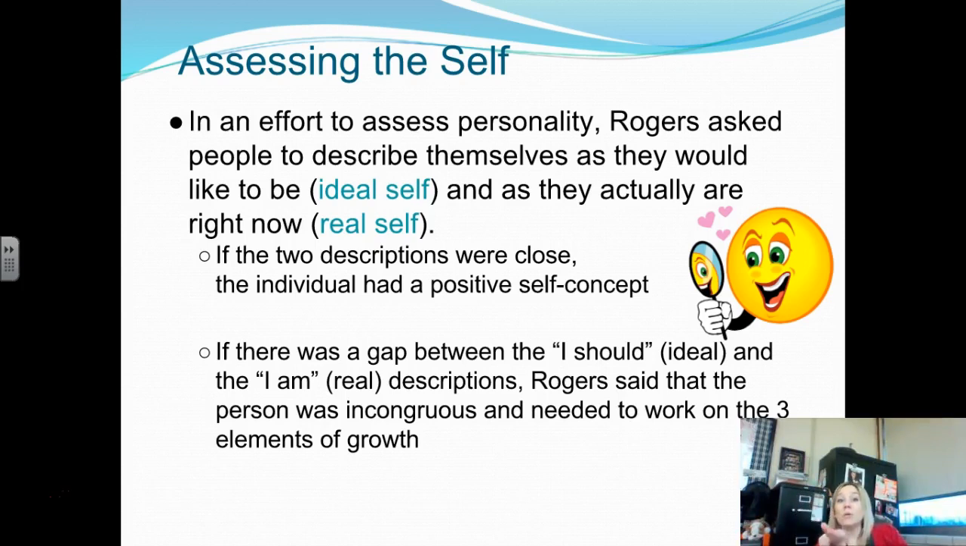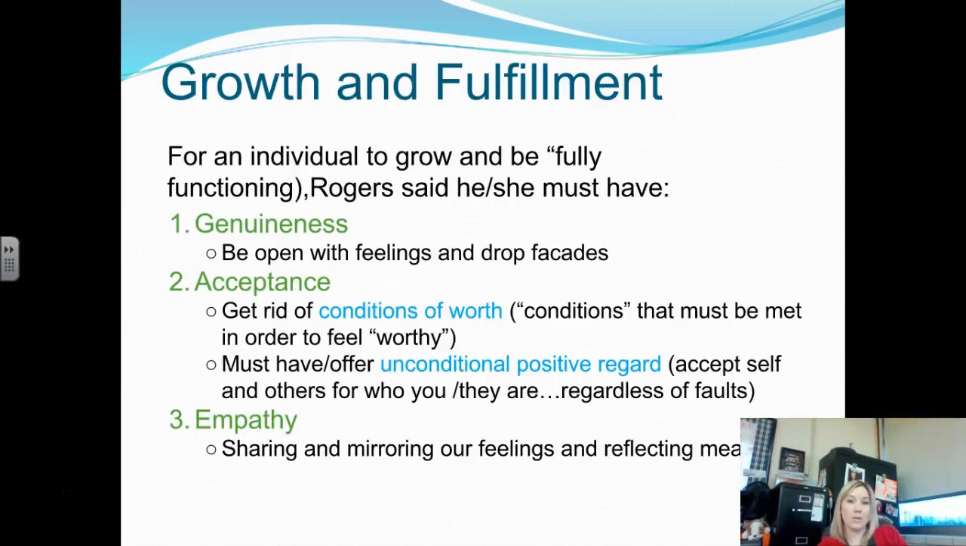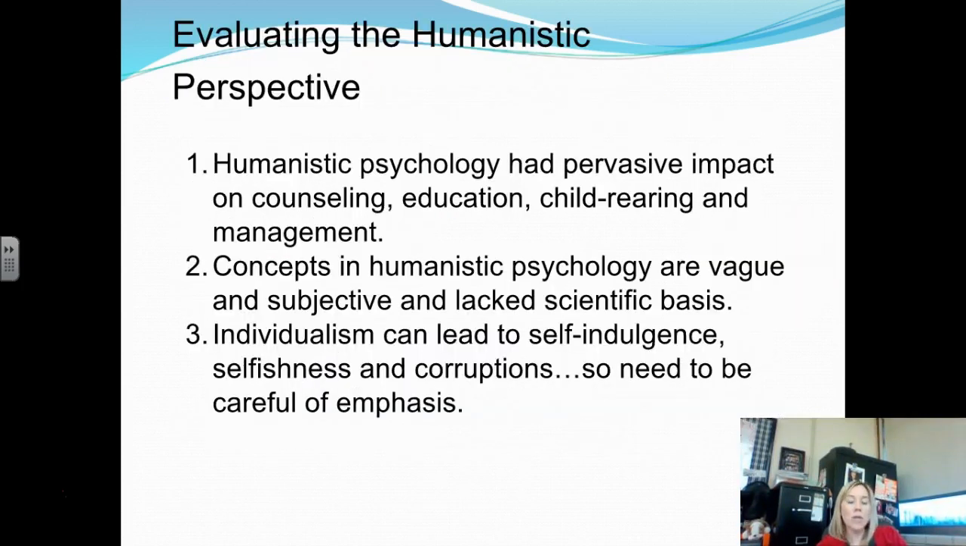Here's the deal. If those two answers were connected with one another, if they were the same, he felt that you were fully functioning and you were therefore self-actualized. If, however, they were not aligned, if they were incongruous and separate from one another, very different, there was that gap between the "I should" and "I am" descriptions, you are not fully functioning. You are not going to become self-actualized unless you go back and work on these three elements of genuineness, acceptance, and empathy, okay?